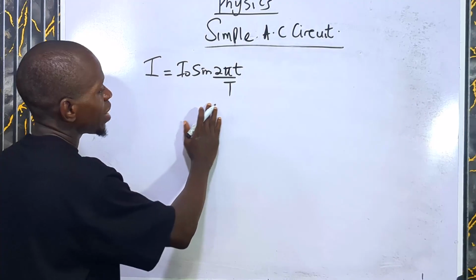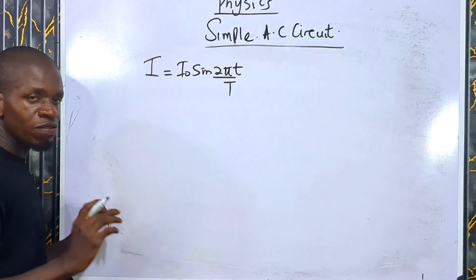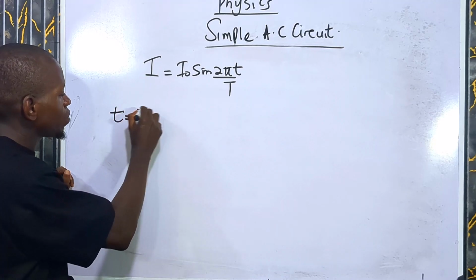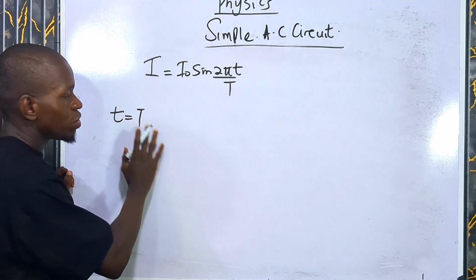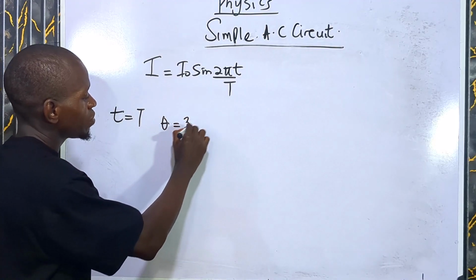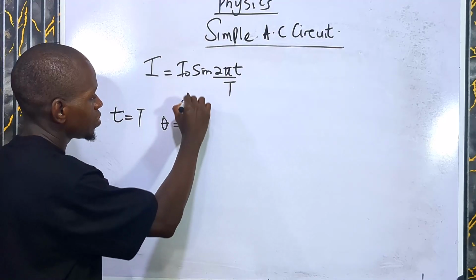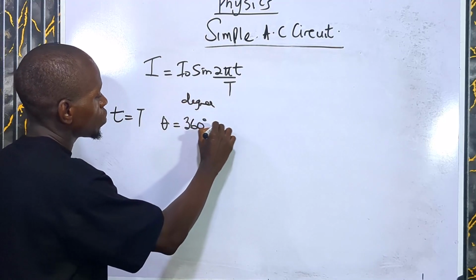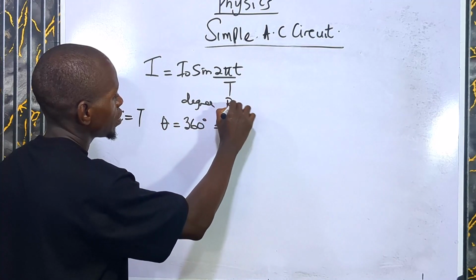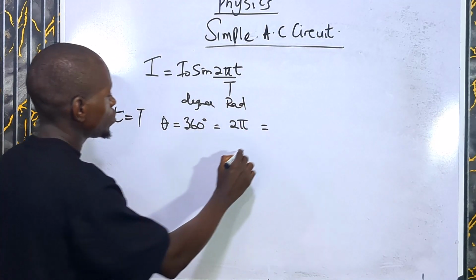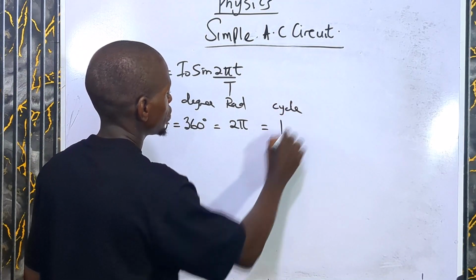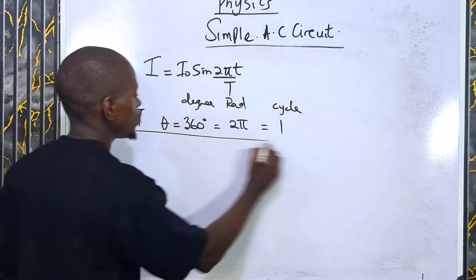Now before you solve the one that has to do with period, you need to take note of this. When your time is equal to your period, I need you to know that your phase angle will be equal to 360 degrees in terms of degrees. Then it's going to be equal to 2 pi in terms of radians, and it's still going to be equal to 1 cycle in terms of cycles. Okay? That is for this one.